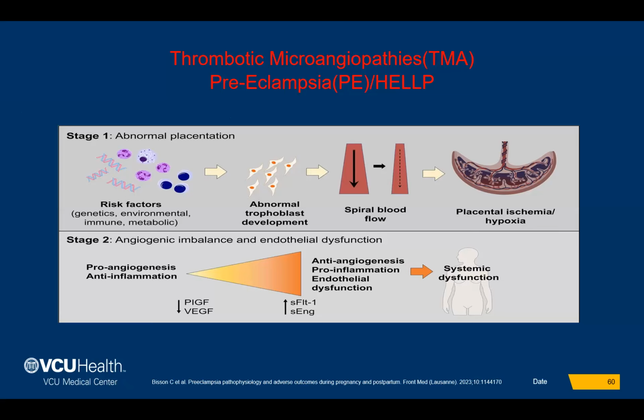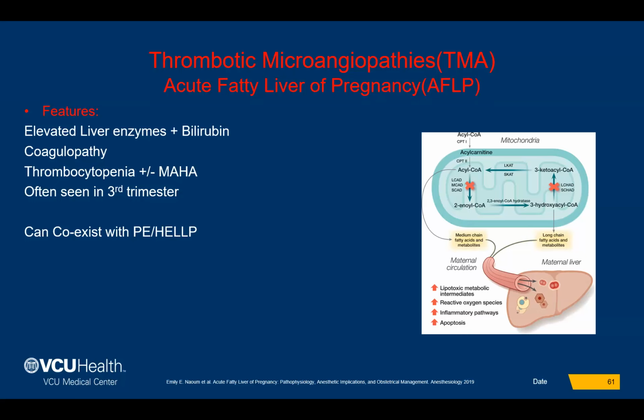So we think that preeclampsia HELLP is primarily due to abnormal placentation, whereby there is an imbalance between the angiogenic and anti-angiogenic factors. And so one of the newer tests that have come up recently is the ratio of the soluble FLT1 to PLGF, which is the placental growth factor. I'm not 100% sure if we have it here yet, but it does seem to be helpful in the diagnosis of preeclampsia. Acute fatty liver of pregnancy is another rarer condition of TMA, which usually is seen in the 3rd trimester, characterized by elevated liver enzymes, coagulopathy, and it's thought to be due to defects in lipid metabolism, but can, as I mentioned, coexist with PE and HELLP.